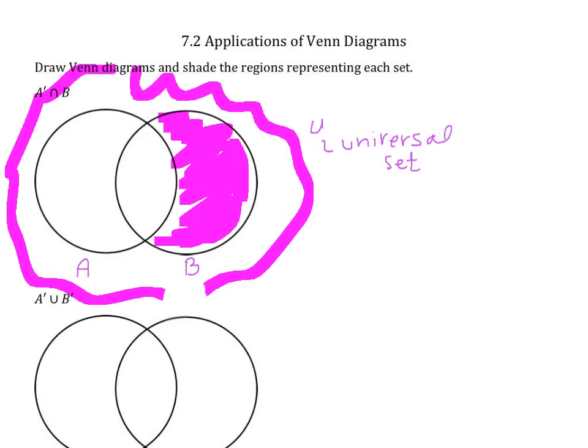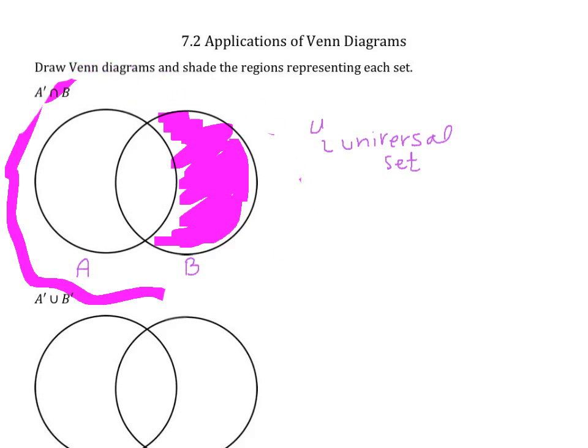It wouldn't be the set outside, because when we intersect, remember, to intersect items, they have to be items that they both share in common. So the items that they both share in common from the universal set and set B are the items in set B. So we would only want to shade set B.